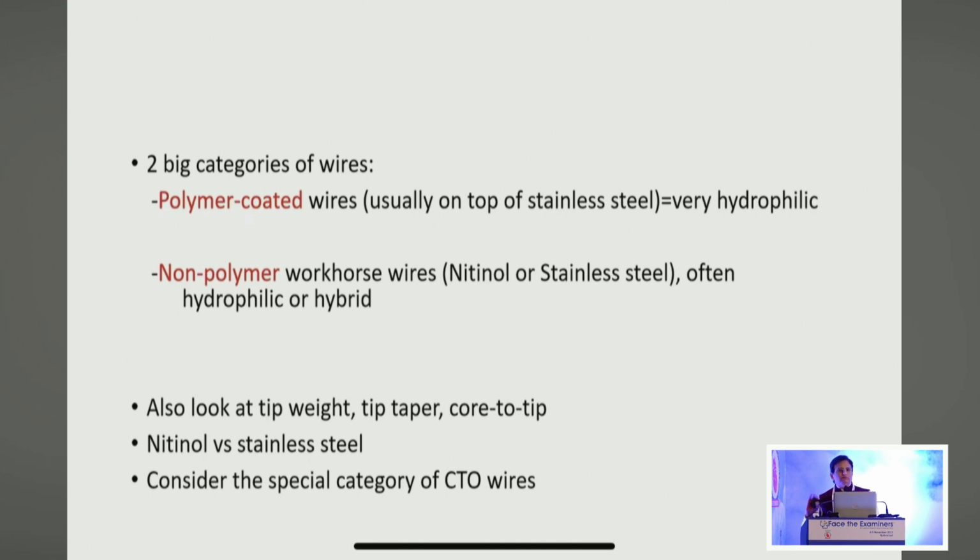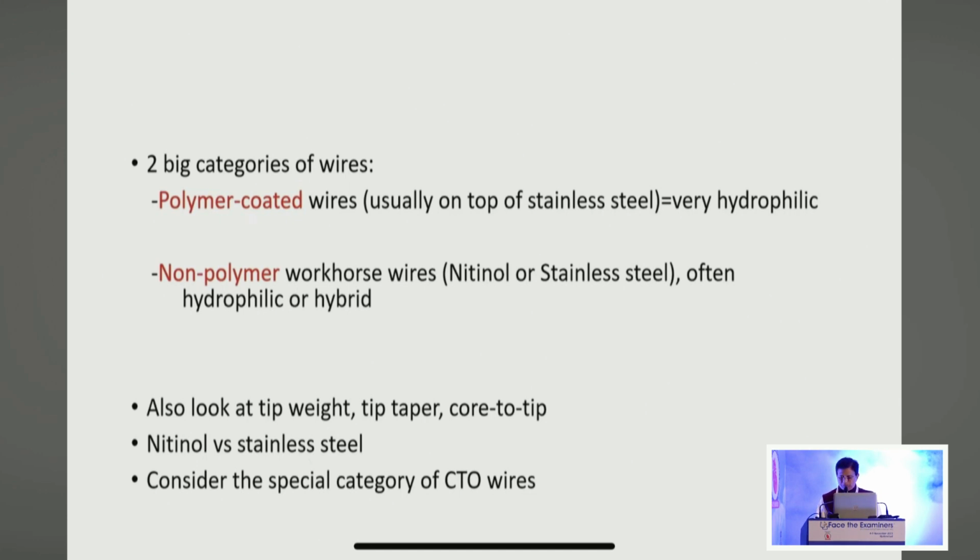Those are not the practical considerations. Why you want to use a polymer wire or a non-polymer wire, I'll go into a little later. Primarily, polymer wires can be both stainless steel or nitinol, and non-polymers are usually the workhorse wires, nitinol or stainless steel. Sometimes you have a hybrid wire, a combination of both nitinol and stainless steel, and that is basically a run-through wire, the one which is a combination of both.